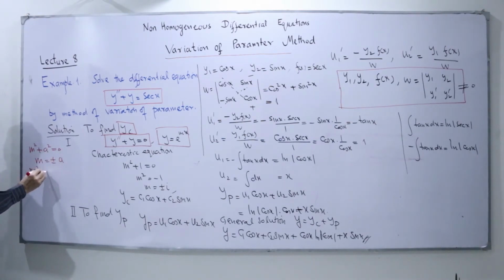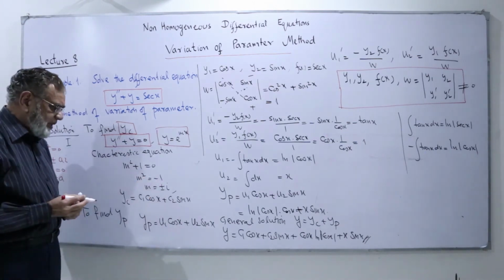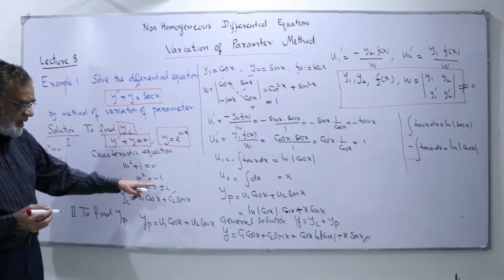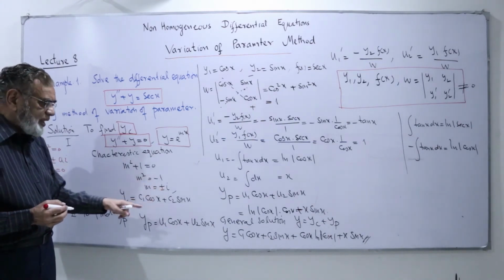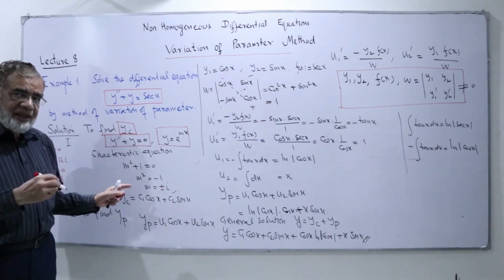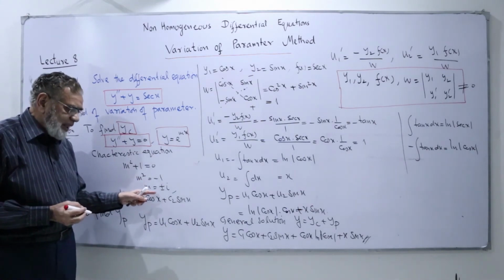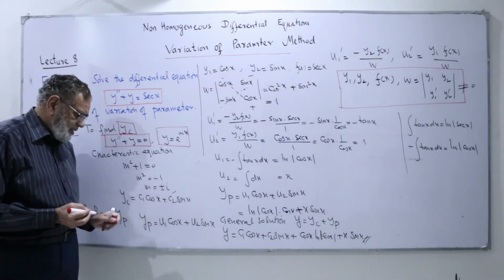When m square minus a square equals 0, then m will be plus minus a. That's the difference. Here, with the plus sign, when we take it to the other side we get minus, and we write iota square, which is minus 1, so we get plus minus ai. Then the real part is 0 and the imaginary part is 1. We get e to the power 0x, which is 1, and we get c1 cosine x, beta is 1, and c2 sine x, beta is 1.